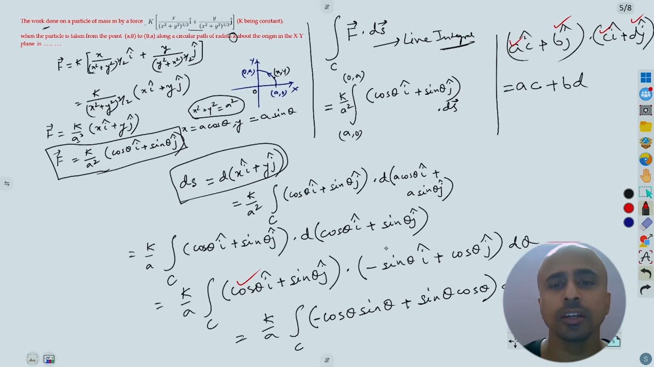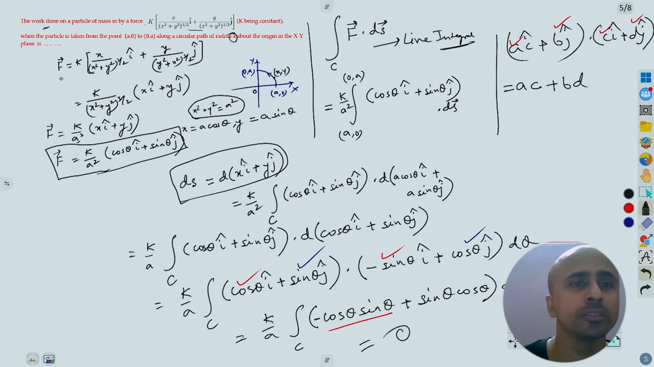See, cos theta times minus sin theta gives minus cos theta sin theta, and then plus sin theta cos theta. See, for AC it is minus cos theta sin theta, and for BD the symbol is plus sin theta cos theta. So this is basically 0. Yes, this part is 0. So the net work done is 0. Okay, net work done we obtain is 0.